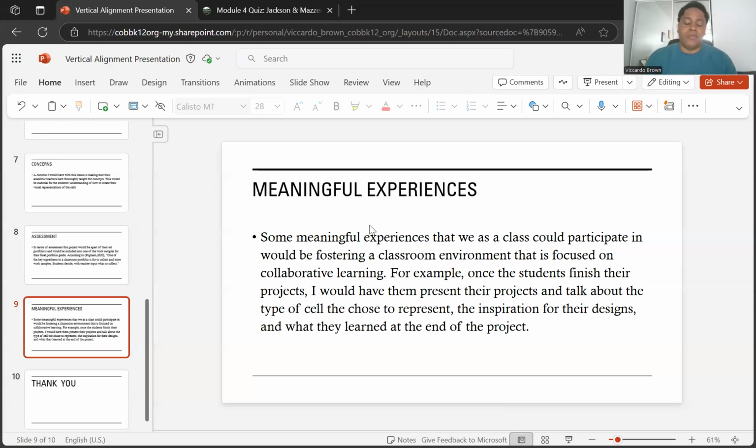So yeah, I think that having them present their work after we finished it not only would help the students with their speaking skills, but also would help with their overall communication and them becoming very comfortable describing their artwork and their thought process on why they created what they created.